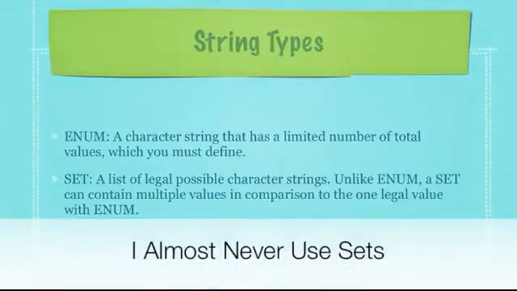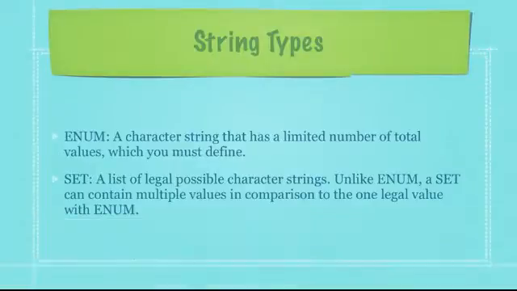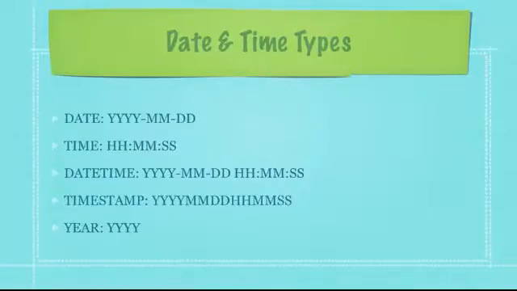And the main difference between an enumerated type and a set is that a set can contain multiple values, meaning that you could pick male and female, for example, if you wanted to, whereas an enumerated type can only ever have one real value. Then we have date types, as you can see there. Date is just going to be year, month, and day. You're going to have times, which is hours, minutes, and seconds, date times, timestamp, and year.